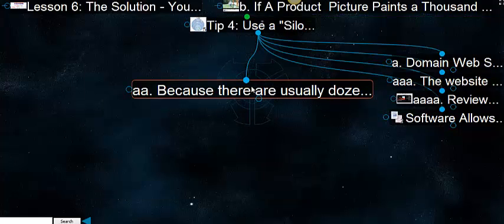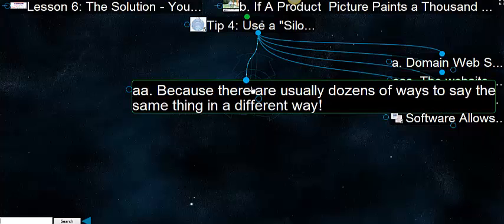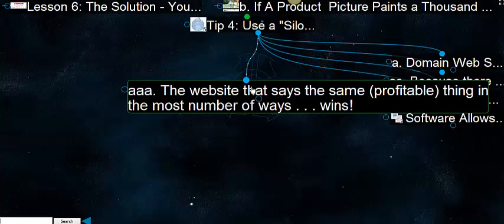Okay, it's a long way around to describe that, but it's quite a data set to remember all the keywords, all right, and put them all in there. And that's what Domain Web Studio and ThemeZoom Kraken does for you. So the website that says the same, most profitable thing in the most number of ways, wins the search engine game.